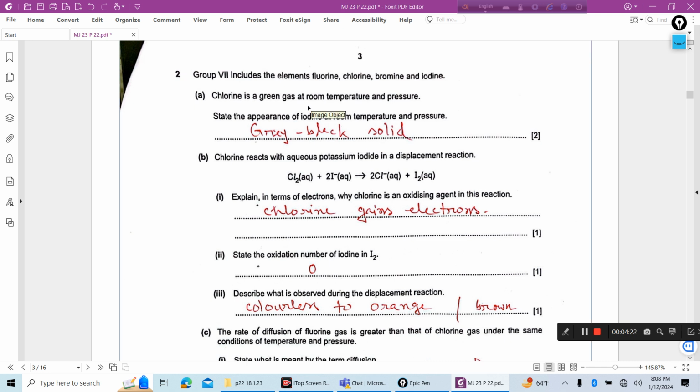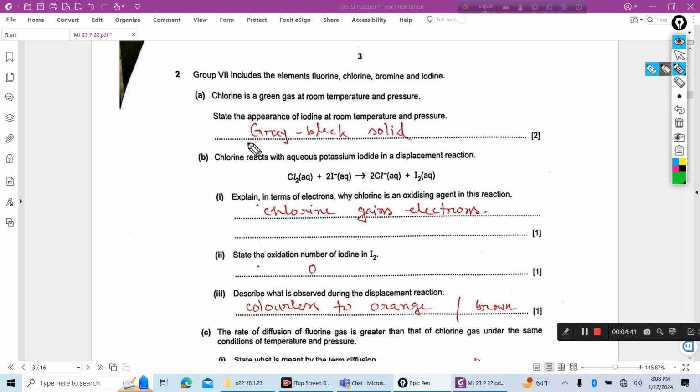Chlorine is a green gas at room temperature and pressure. State the appearance of iodine. You know, iodine is a gray black or black solid. Fluorine, chlorine, bromine, iodine, as you go down the group, they become darker. So iodine is a gray black solid. You have to learn it.